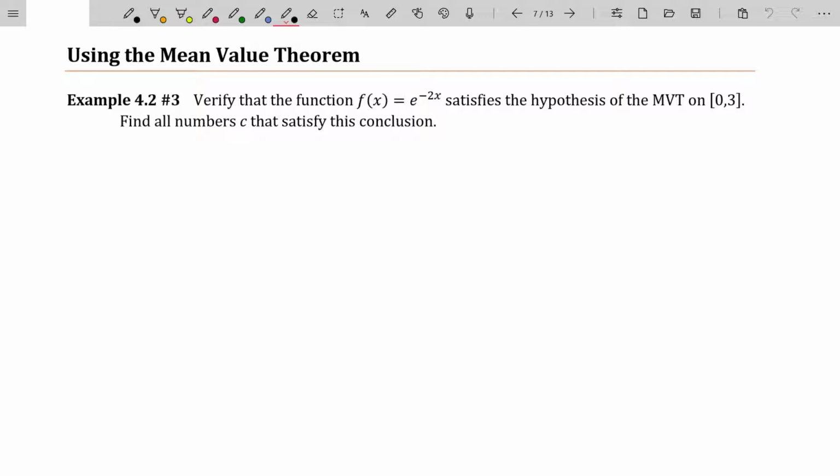So verify that the function e to the negative 2x satisfies the hypothesis of the mean value theorem on the interval from 0 to 3. And then find all numbers c that satisfy this conclusion.